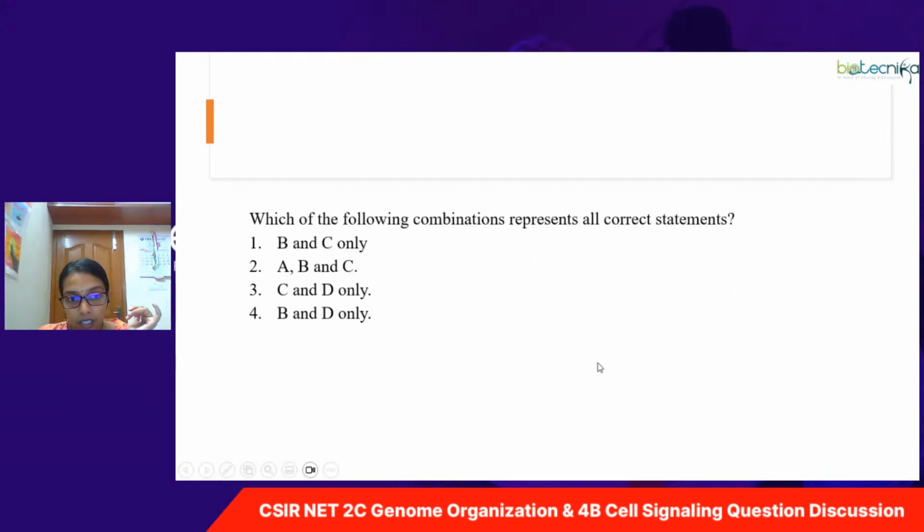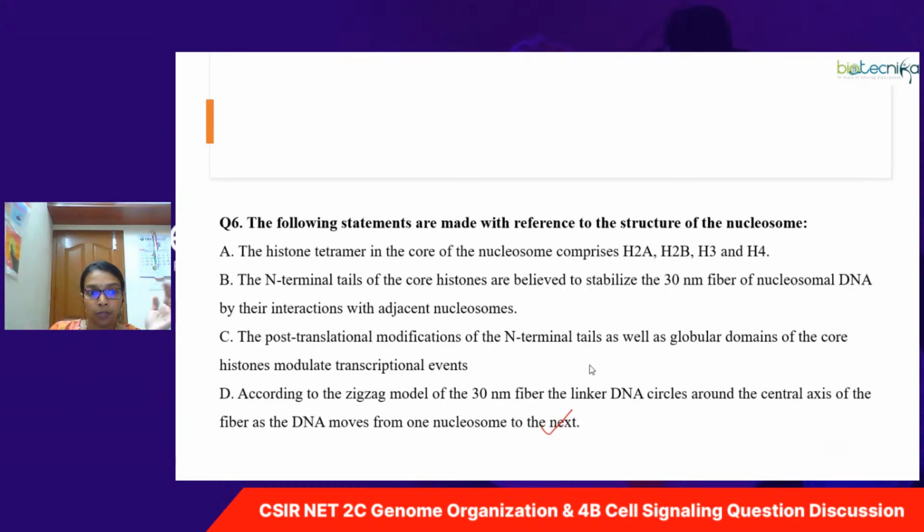Okay, let me give you the answer. The correct answer over here is 1, that is B and C only. Now, first thing I want you to realize: is this known as a tetramer, or is it known as an octamer? What is the correct answer? We call the histone core an octamer, not a tetramer. So obviously, the statement is incorrect.